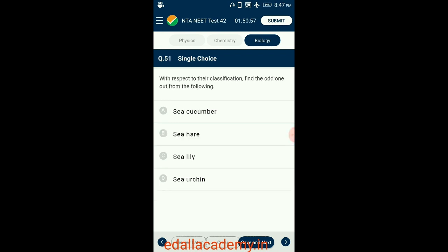Question number 51. With respect to the classification, find the odd one out from the following. Echinus, it is generally called as sea urchin. Antedon, it is generally called as sea lily. Cucumaria, it is generally called as sea cucumber, belong to the phylum Echinodermata. They are all marine with radial symmetry and have an endoskeleton of calcareous ossicles. Aplysia, it is generally called as sea hare, is a mollusk. So the answer for this question is option B, sea hare.